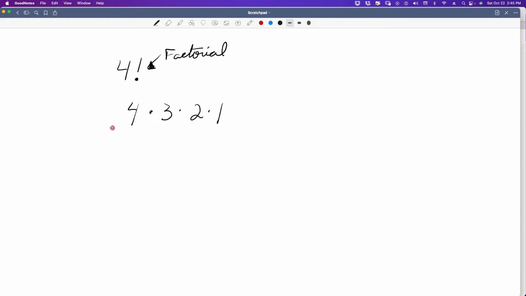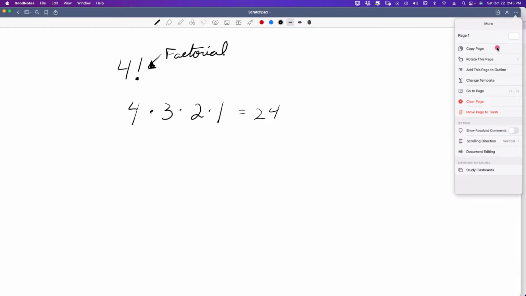That's all it is. So 4 factorial would equal 4 times 3 is 12, times 2, that would be 24, because we know times 1, it still stays the same. So 4 factorial is 24. All right, easy peasy. And that's all it is. There are a few things we can do with a factorial. So let's just jump in and start with these practice problems.